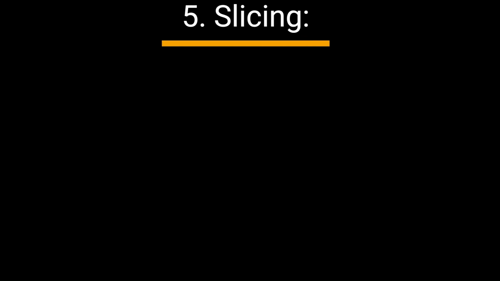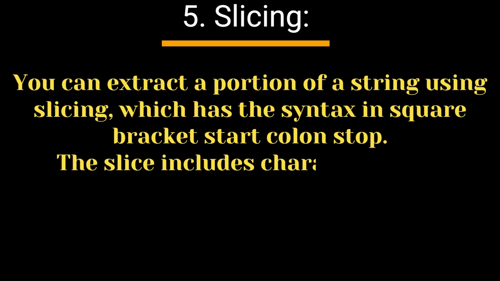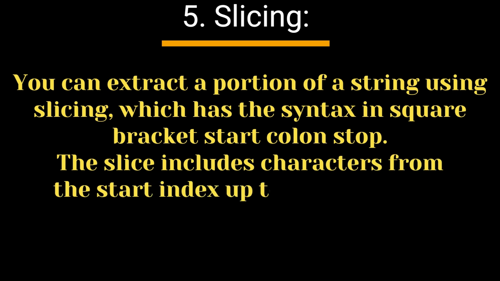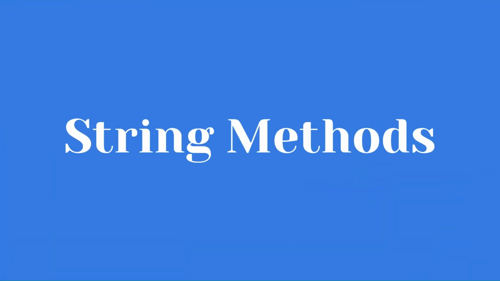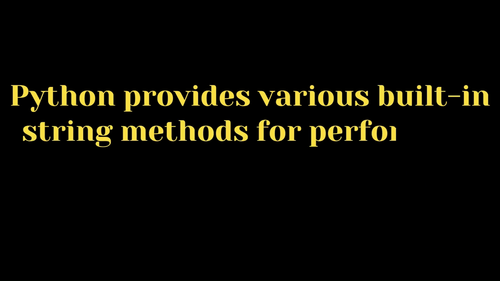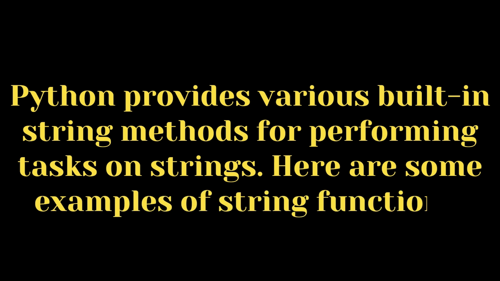5. Slicing. You can extract a portion of a string using slicing, which has the syntax in square brackets start:stop. The slice includes characters from the start index up to the stop index but not including the stop index. String methods. Python provides various built-in string methods for performing tasks on strings. Here are some examples of string functions.